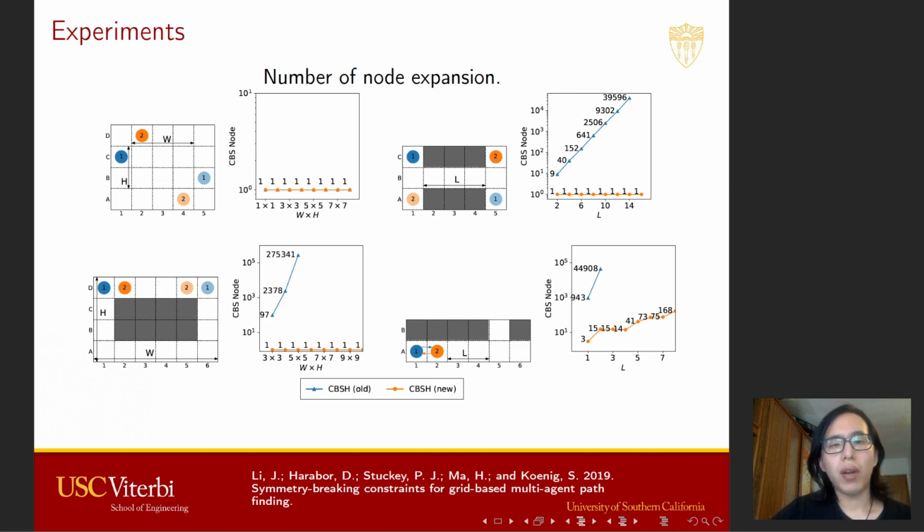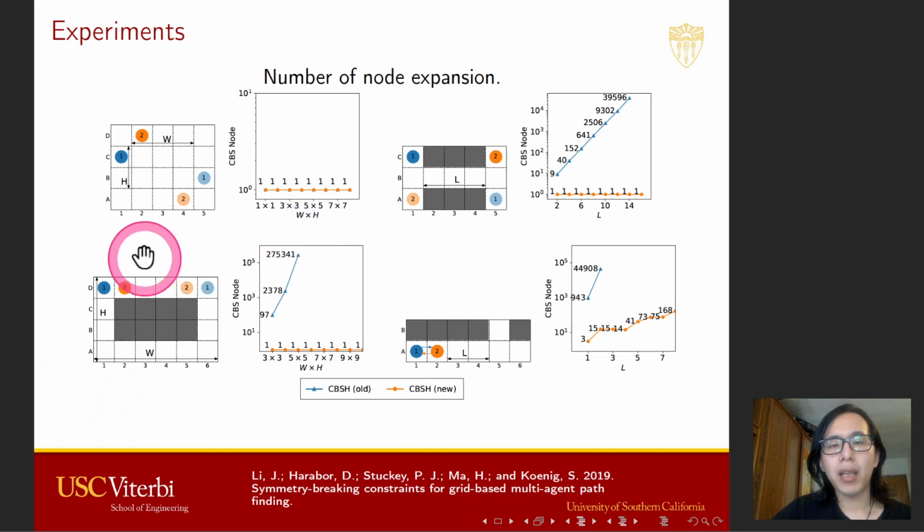Here, we show our experimental result comparing 2 algorithms. The blue algorithm CBSH-RM is from this 2019 paper. It's CBS with heuristic guidance and rectangle reasoning. Rectangle reasoning is a specific strategy to handle rectangle conflicts. And the orange algorithm, CBSH-mu, is our proposed algorithm, which is CBS with heuristic guidance and mutex propagation.